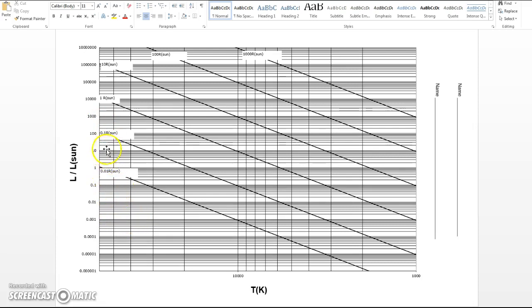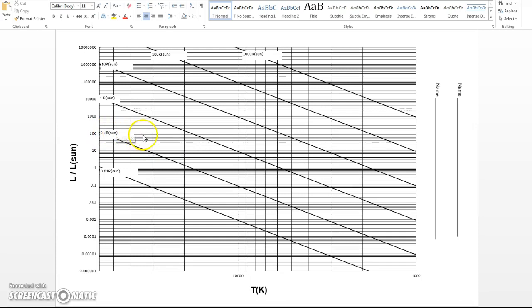So if we interpret these, let's see, I'll try to find one where there isn't this label in the way. Well, we can work with the 1. So here's 1 solar luminosity. Next line up is 2, 3, 4, 5, 6, 7, 8, 9, 10. Gets very tight towards the top. But then the next line after 10 solar luminosities is 20 solar luminosities, then 30, and I'll go over here so we can keep going, 40, 50, 60, 70, 80, 90, 100.